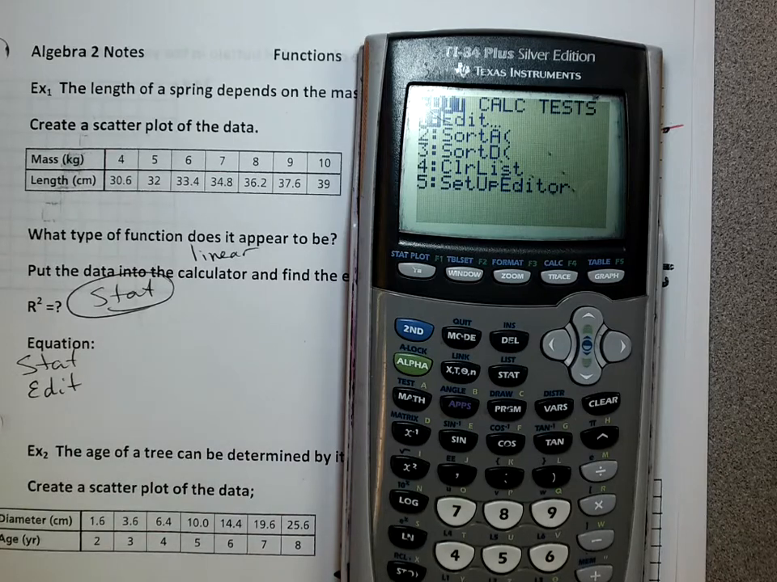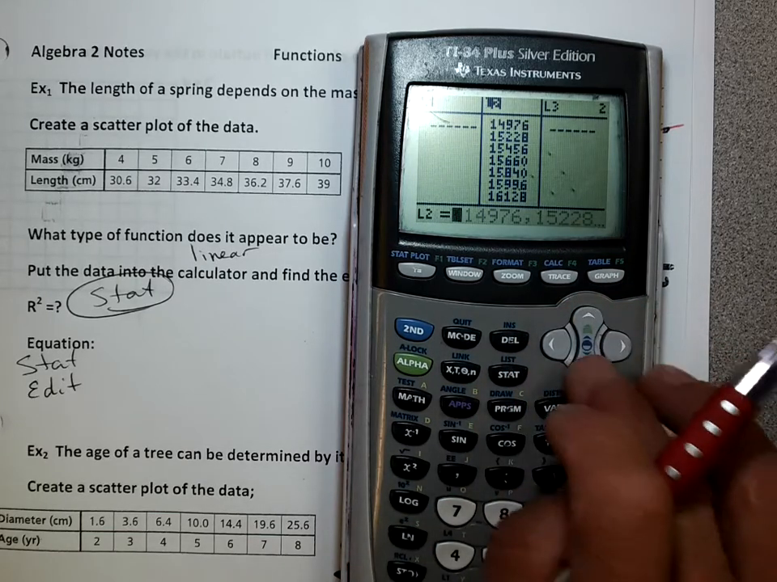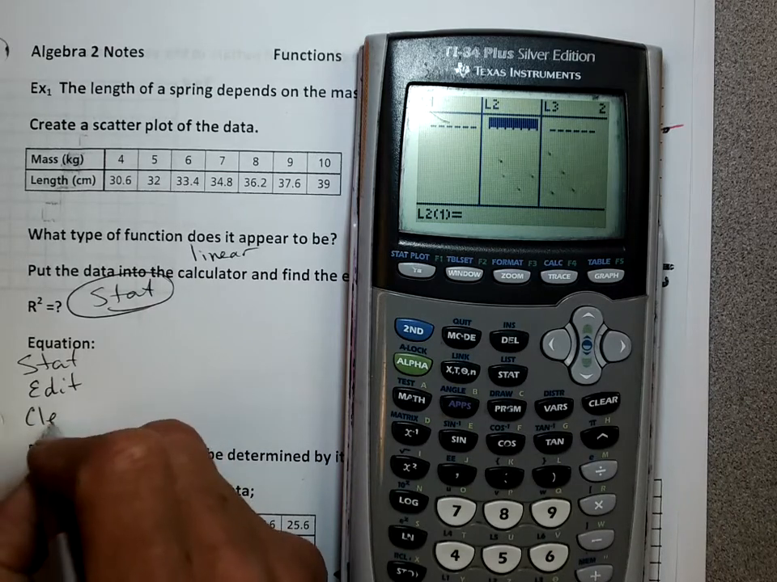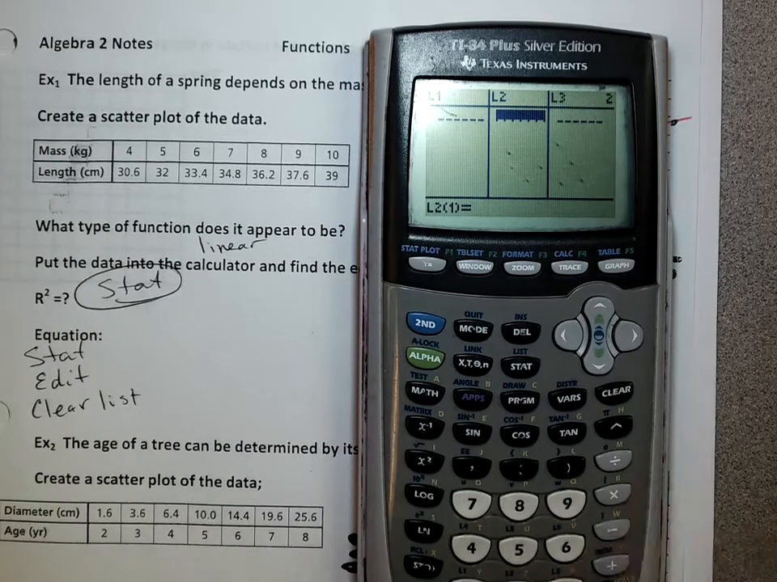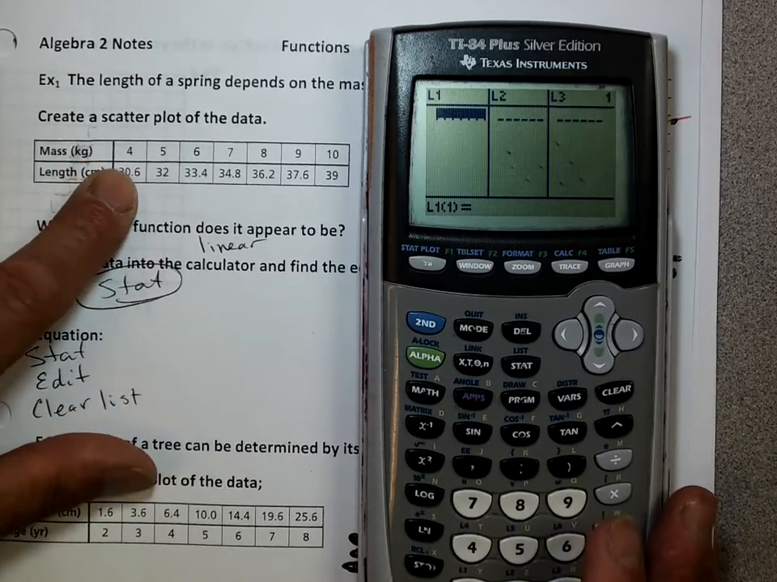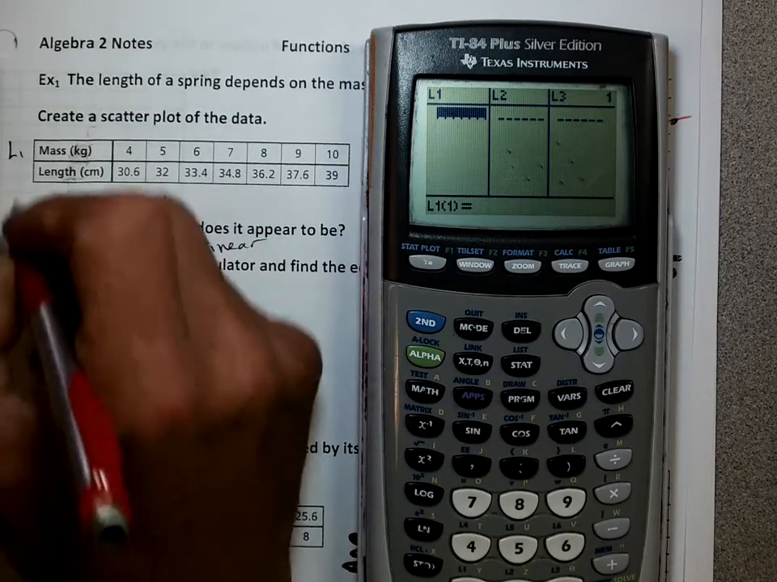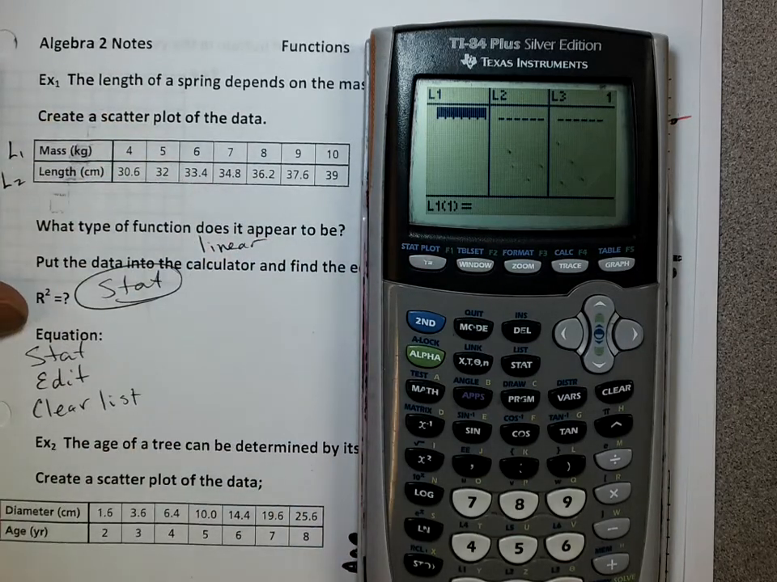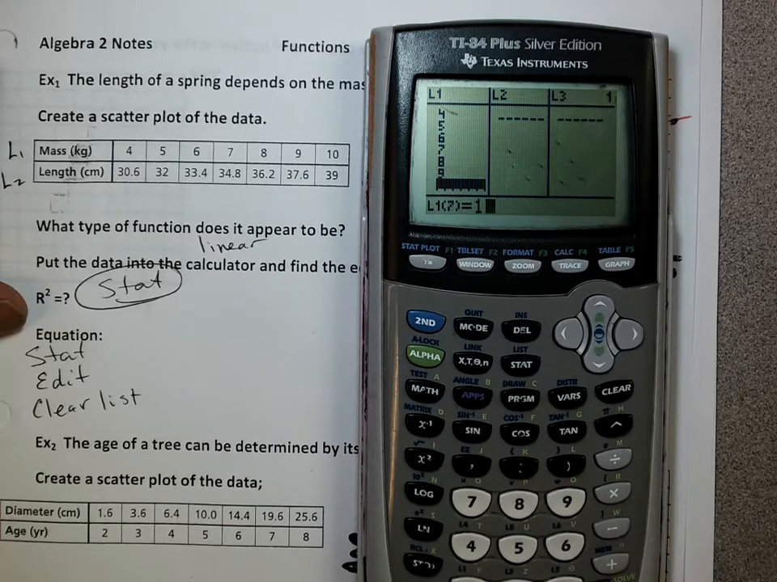Edit, and I want to go to my list 1, list 2. So I'm going to clear list 1, clear list 2, so clear all my lists. And now what I want to do is start putting in data points. I'll put my mass in kilograms into list 1, and my length will be list 2. So I'll go 4, 5, 6, 7, 8, 9, 10, right?